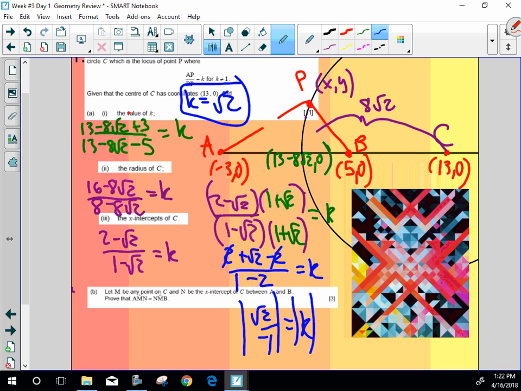Yeah. Yeah? Oh, I love it. Sure. Factor the negative square root of 2 here. Okay.